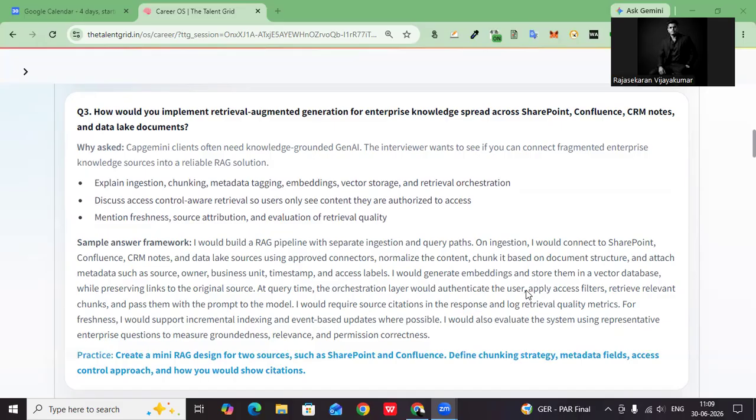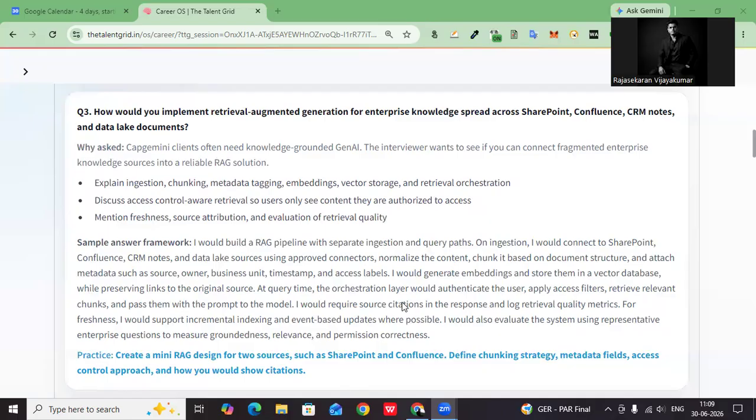Once I get all the documents through the API, or through any third-party connectors, I will be downloading them. Once the documents are ready, I will be applying data pre-processing. If there is any unstructured data, I will convert it into structured data.